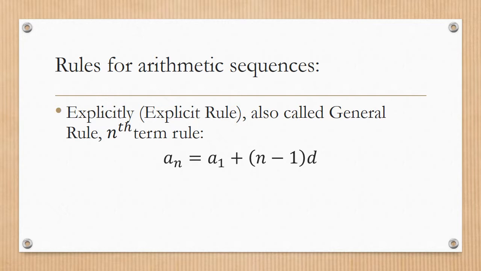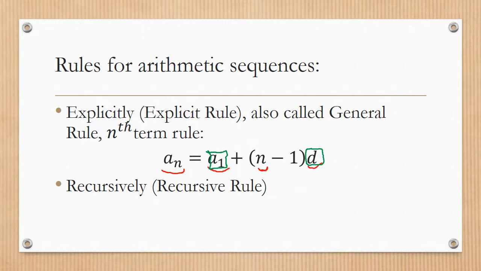Now, a sub n can represent any term in the sequence. A sub 1 is the first term, n minus 1 is the order of the term in the sequence minus 1, and d is the common difference. So to be able to use this general rule, we need the first term and the common difference, and we'll be able to find the general rule, or the nth term rule, or the explicit rule for a sequence.